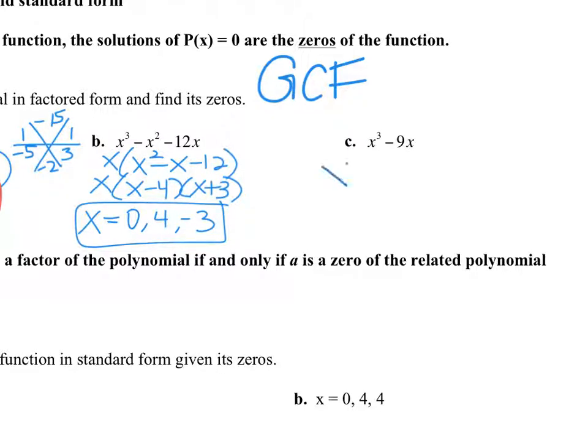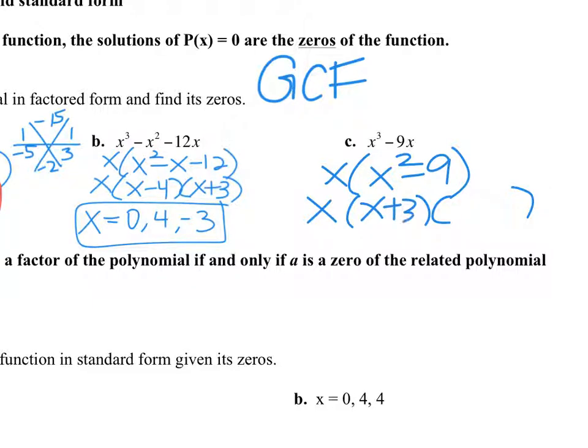Factor out an x. I wanted to do this one because a lot of people forget how to factor the difference of 2 squares. But it's actually a really nice special thing, right? Where you just do x plus 3, x minus 3. And so then your zeros of the polynomial would be 0, negative 3, and positive 3. And you can write that as plus and minus 3 if you want to.